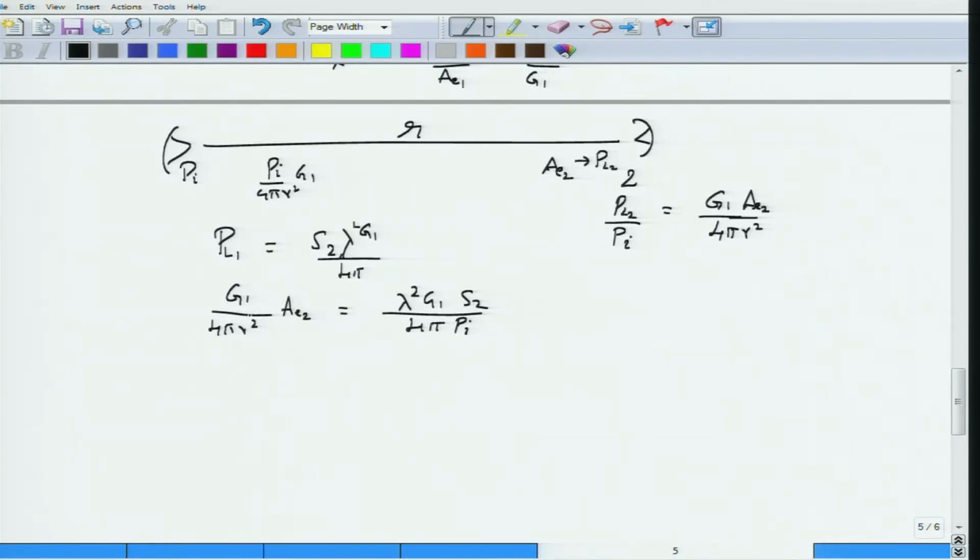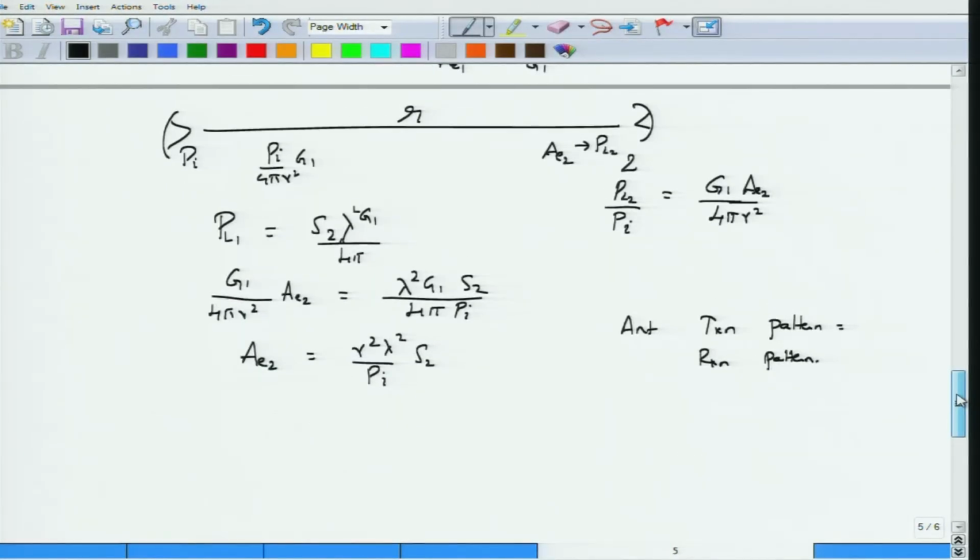Since I know this result, I can rewrite AE2 as r square lambda square divided by Pi times S2. What this relation is simply telling me is that the antenna's effective aperture depends on the angle theta in the same way as it depends on the transmitted radiation. Thus, it tells you that the antenna transmission pattern is exactly equal to its receiving pattern, and therefore, the antenna is essentially a reciprocal device.